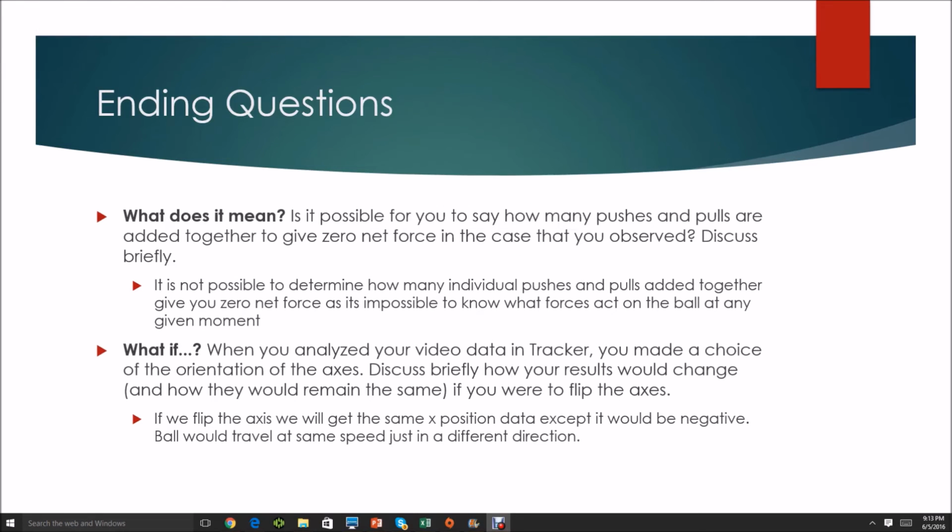Now to answer final questions. The first question asks if you can know how many pushes and pulls are added together to give 0 net force in the case we observed. I determined it's not possible to know how many individual pushes and pulls are added together to give you 0 net force, as it's impossible to know what forces act on the ball at any given moment. And the second question, they asked what would happen if we were to flip the axis. If we flip the axis, we will get the same x position data, except it would be negative. The ball would travel at the same speed, it would just travel in a different direction.